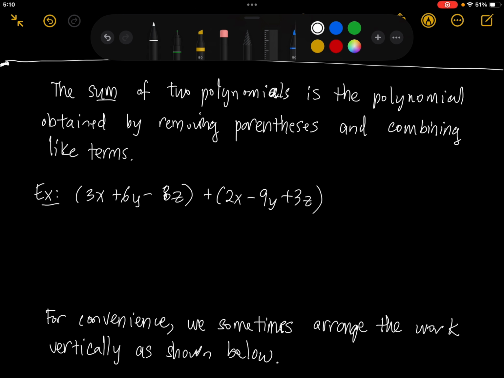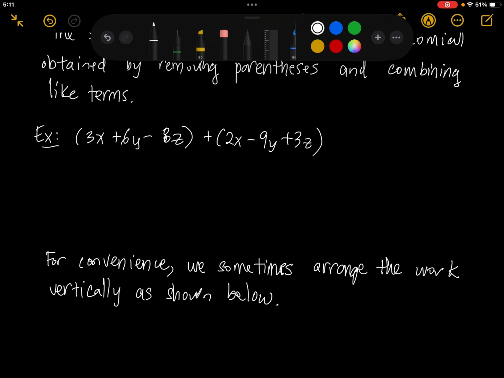The sum of two polynomials is the polynomial obtained by removing parentheses and combining like terms. In other words, you just add the terms together. So for the first example, 3x plus 6y minus 8z, so I'm taking this polynomial and then adding it to the polynomial 2x minus 9y plus 3z. Well, I just add the terms together. So let's get rid of the parentheses. So 3x plus 6y minus 8z plus 2x minus 9y plus 3z.